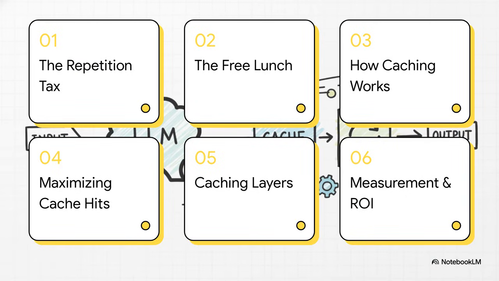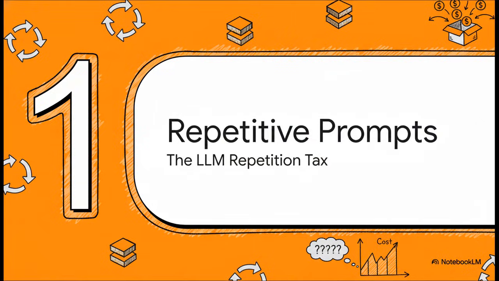Here's what we're covering. First, we'll dig into what I call the repetition tax. Then we'll talk about the solution, which honestly feels like a free lunch. We'll peek under the hood to see how it works and get super practical on how to maximize your cache hits. We'll also see how this fits into a bigger caching layer cake, and finally, cover how to make sure it's actually working and what your return on investment is. So let's kick things off with the core problem.